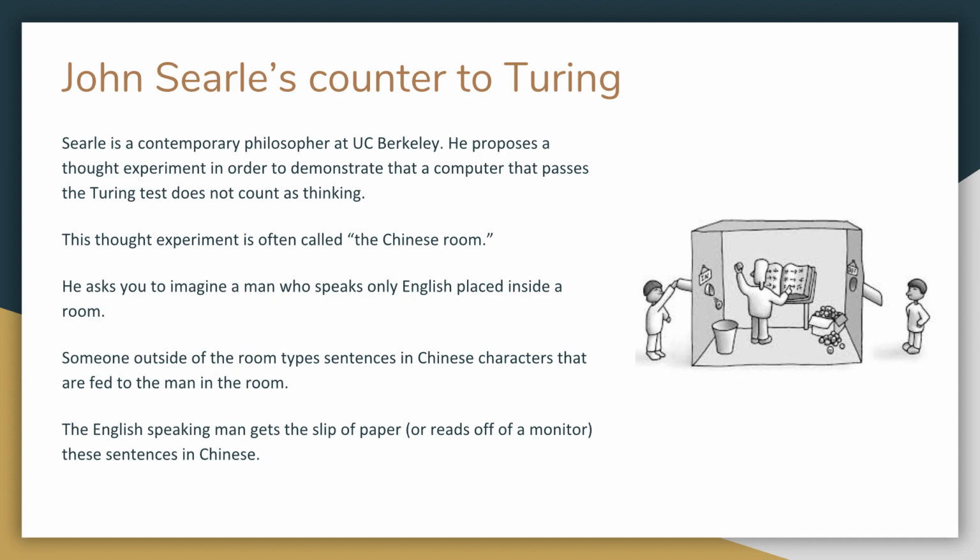He asks you to imagine a man who speaks only English is placed inside of a room. Someone outside of the room types sentences in Chinese characters that are fed to the man in the room. You could say type, but it can be any sort of input. You see the little cartoon on the right, and they're just throwing a rock with Chinese characters in there. So the English-speaking man inside the room gets the slip of paper or the rock or reads it off of a monitor, and he sees sentences in Chinese. Remember, he only speaks English, so he doesn't understand what's on the monitor, the rock, or the slip of paper.